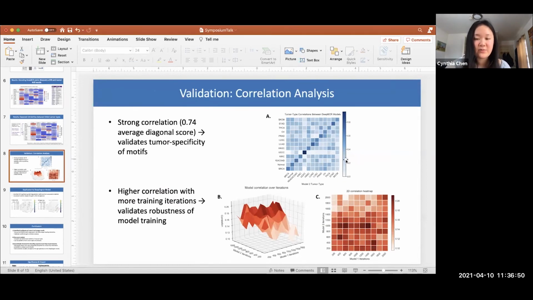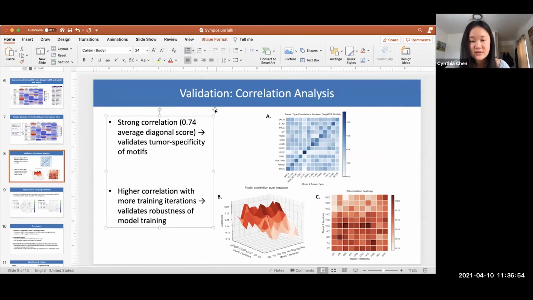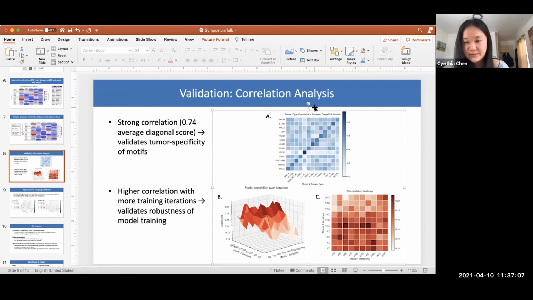So on this slide, what I'm showing is just the correlation analyses between various tumor types. And we can see that there is a very strong correlation along the diagonal, which shows that the motifs that we discovered are quite tumor specific and not just random. Okay, that makes sense. Thank you.